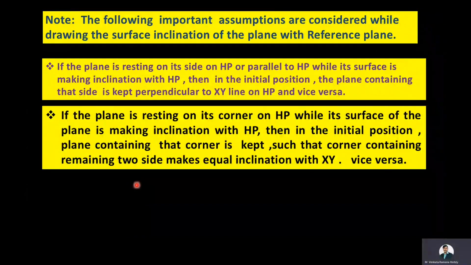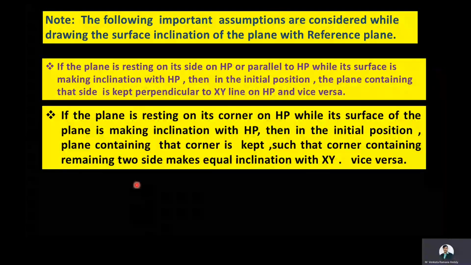That's about the concept and procedure used under projection of planes inclined to both the planes.